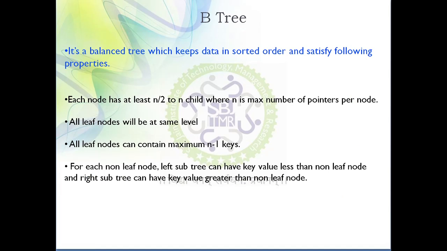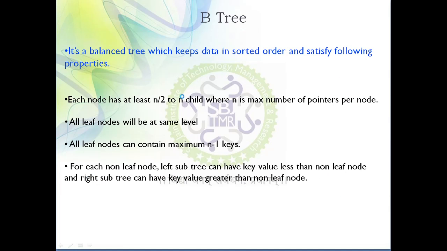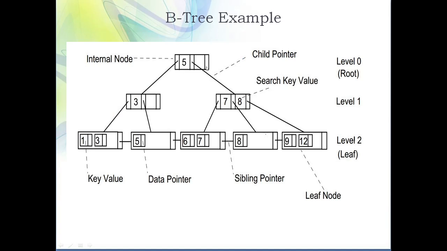Now let's try to understand the properties of Btree. The very first property is that each node has at least n by 2 to n children, where n is the number of pointers per node. Meaning for one node, how many children can it have? n by 2 to n. n by 2 to n children can be there.